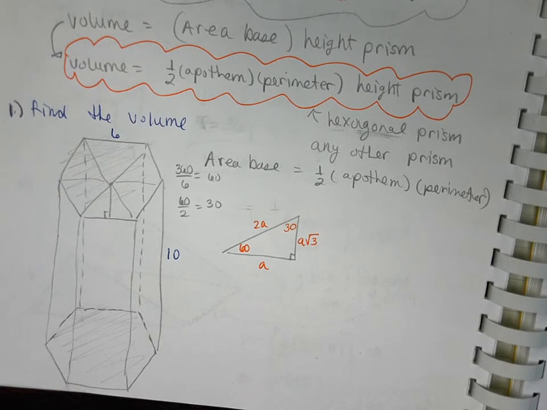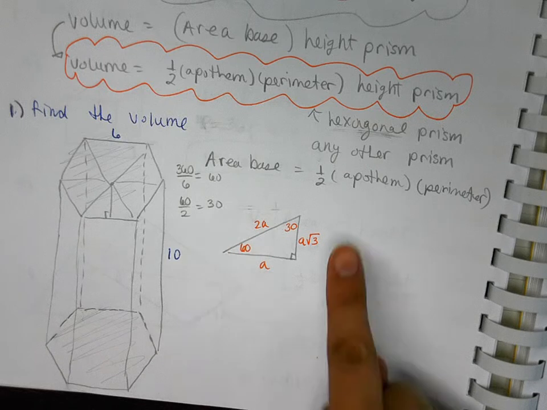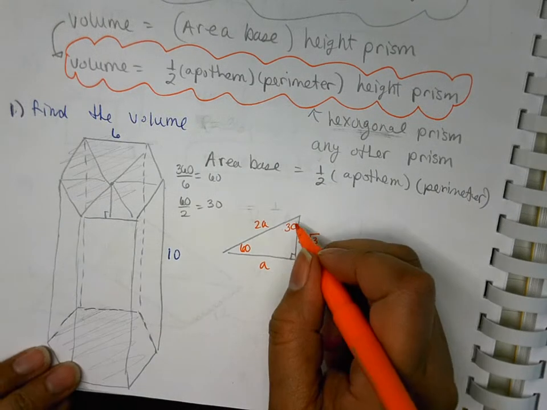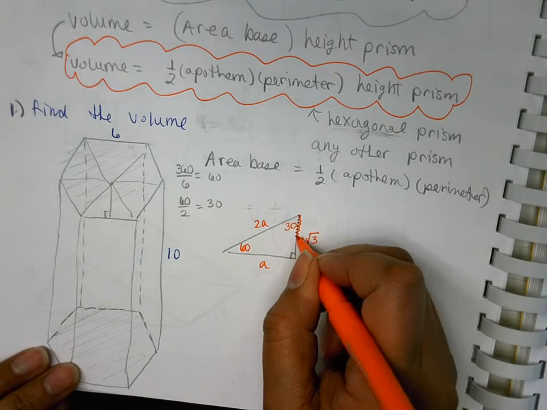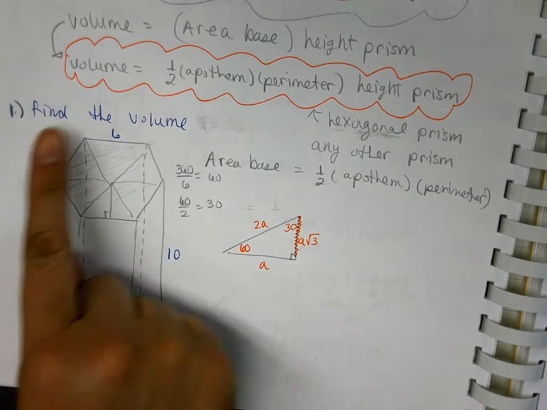Is all of that labeled properly? Okay, what am I looking for? For this formula, I'm looking for the apothem. Where's the apothem in this picture? A root 3. Okay, now in order to find a root 3, I need to find a.